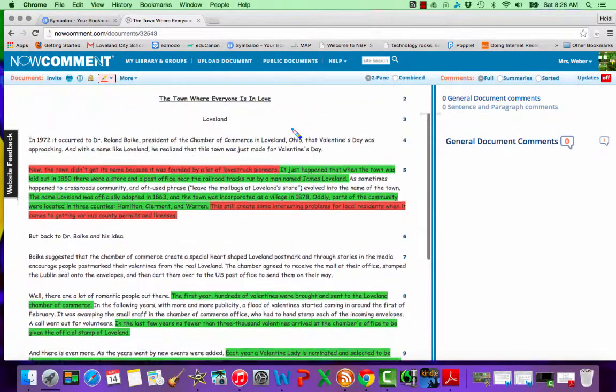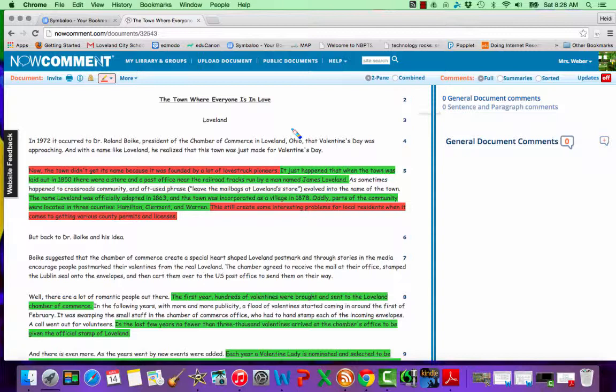So these are some of the things that I felt were just the opinion of the writer, whether or not I agreed. The town didn't get its name because it was founded by a lot of love-struck pioneers. This was a little tricky. I think this is probably more of his opinion, even though he's trying to prove to us that it doesn't have anything to do with the name of Loveland.